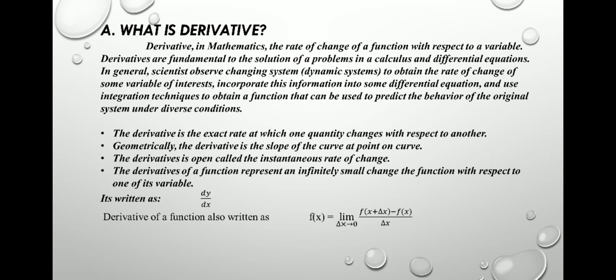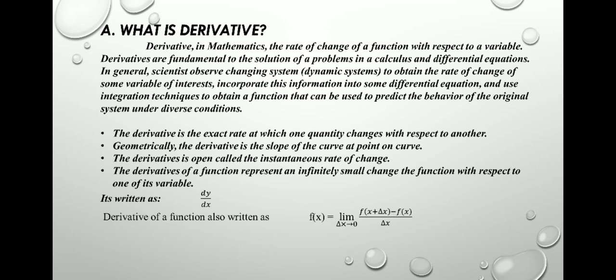Incorporate this information into some differential equation and use integration techniques to obtain a function that can be used to predict the behavior of the original system under diverse conditions. The derivative is the exact rate at which one quantity changes with respect to another. Geometrically, the derivative is the slope of the curve at a point on the curve. The derivative is often called the instantaneous rate of change.